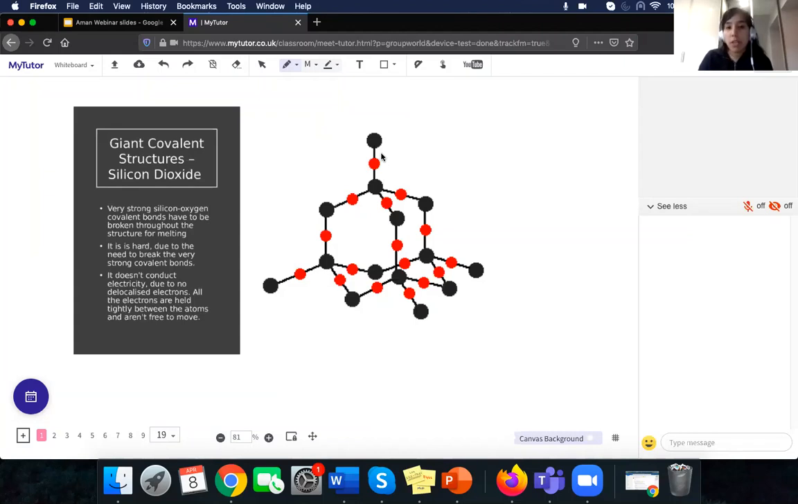Another aside, someone is asking me, are there more types of giant covalent structures? There are, but the ones that are the most common and the ones that you will be tested on are diamond, graphite, and silicon dioxide.